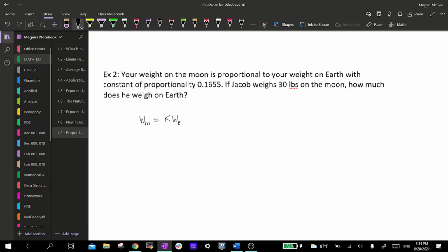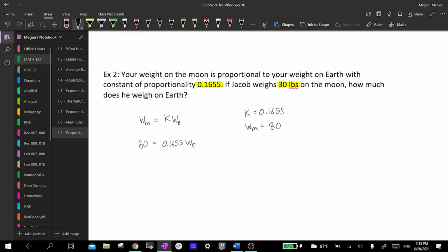We are told that our constant of proportionality is 0.1655. We're also told that Jacob weighs 30 pounds on the moon, so his weight on the moon is equal to 30 pounds. We want to know how much he weighs on Earth. So we plug these two values into our equation: 30 pounds is equal to 0.1655 times the weight on Earth.